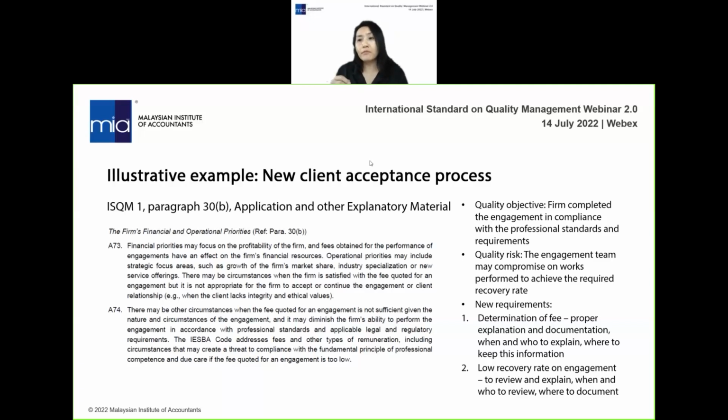So now what you need to do is add one more paragraph in your working paper to explain this fee, or this job with a low recovery rate: what is the reason and what you have considered. You have to make sure that even with a low recovery rate, you don't compromise your quality. So you need to do some further documentation. You need to add into your procedures that you review your recovery rates and the fee determinations, to ensure that even though the fee is low, you are not compromising.